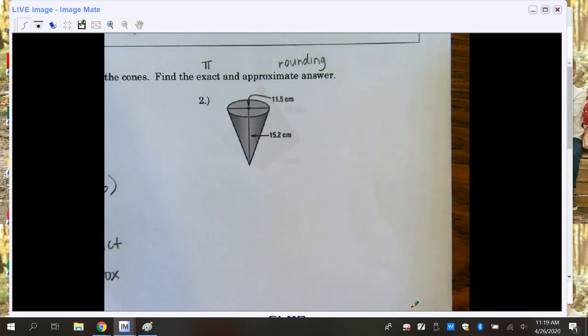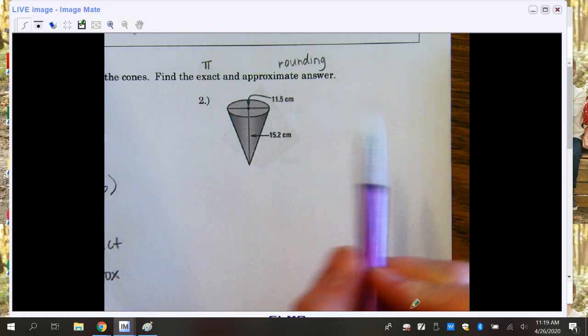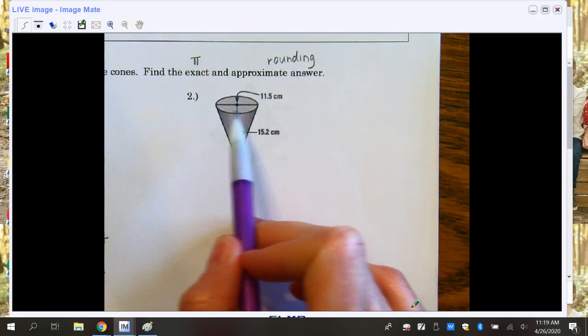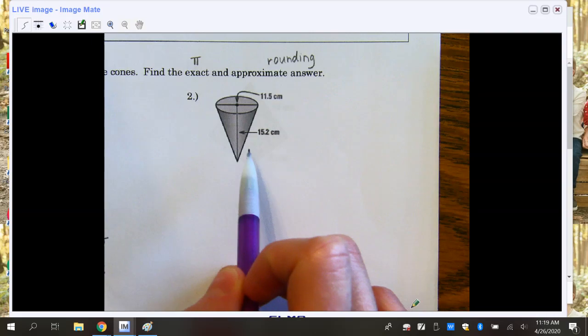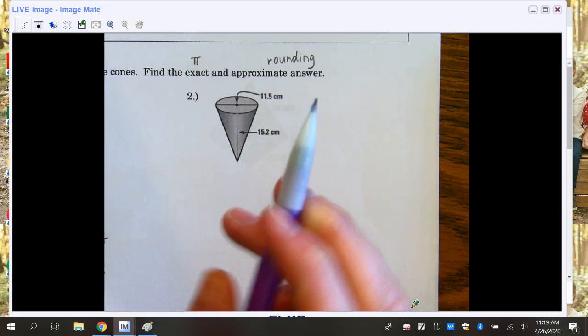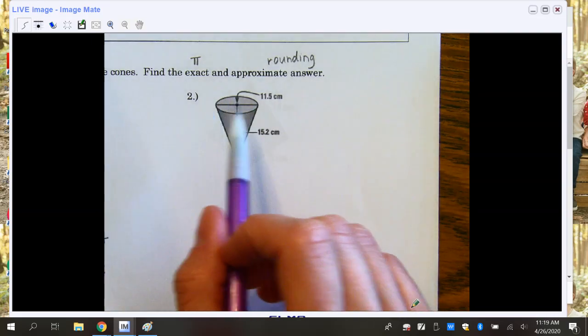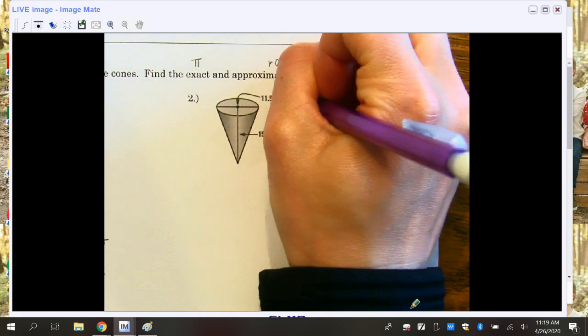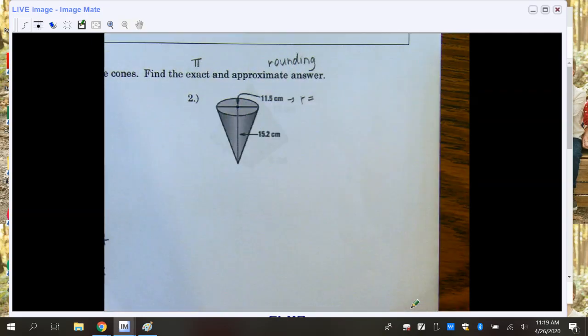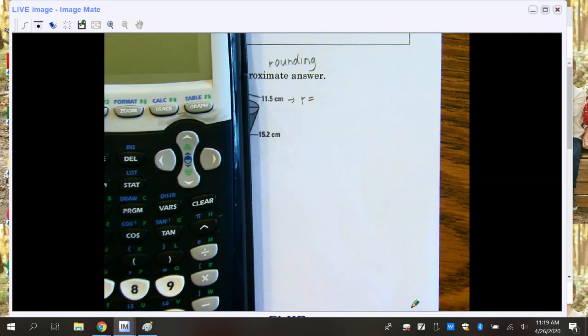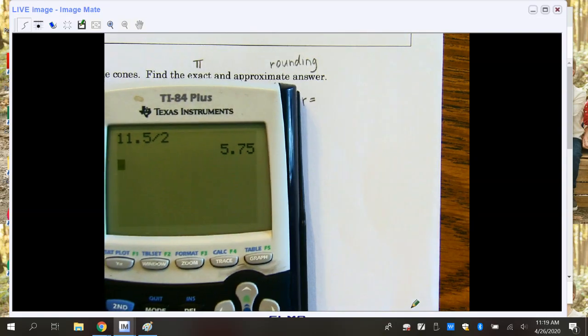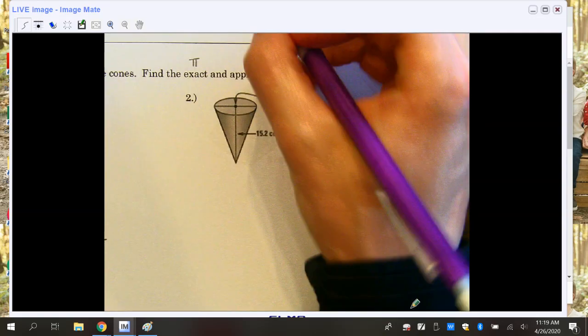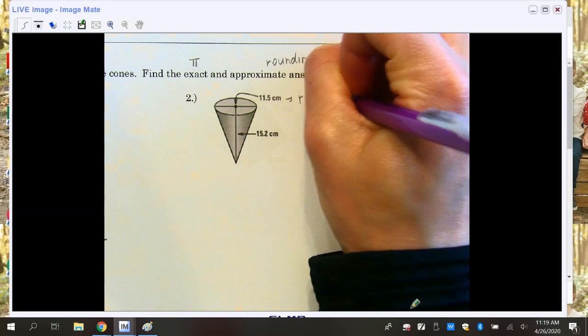Okay. All right, so now let's look at this next one. Here is the base of the cone. There's the circle. There is the outer part. So it looks like I'm given the diameter. So the first thing I'm going to do is cut that in half to get the radius. So 11.5 divided by 2 is 5.75 centimeters.